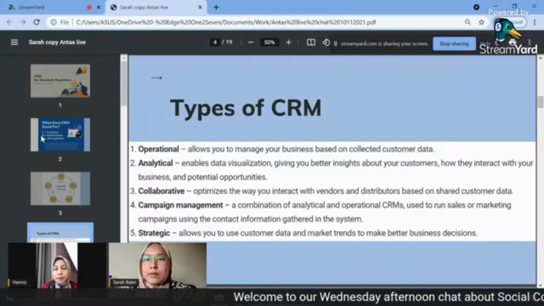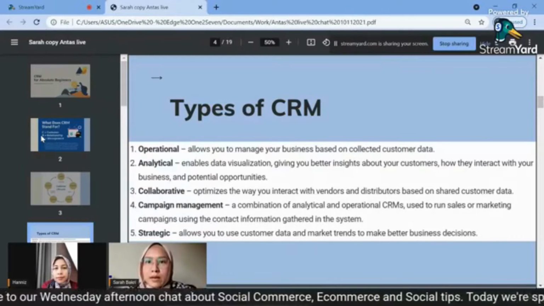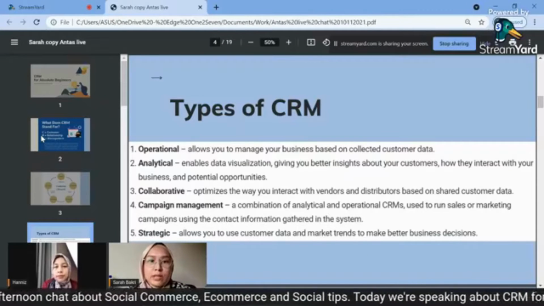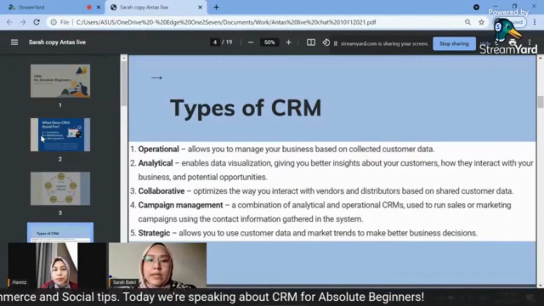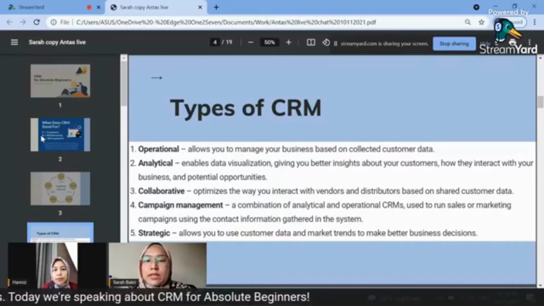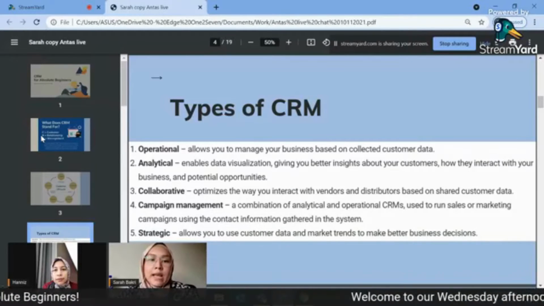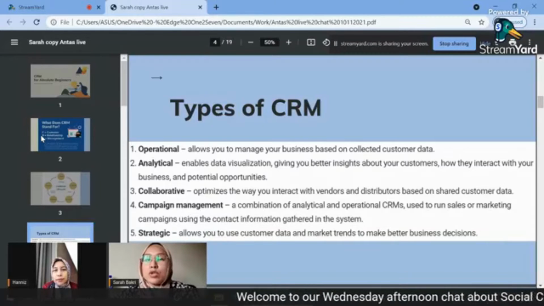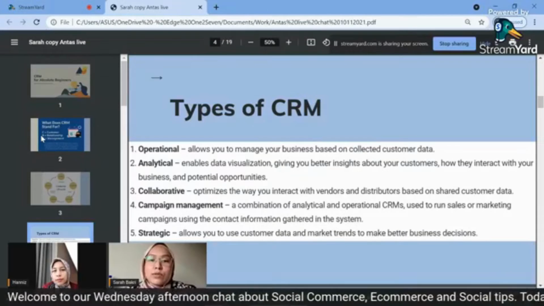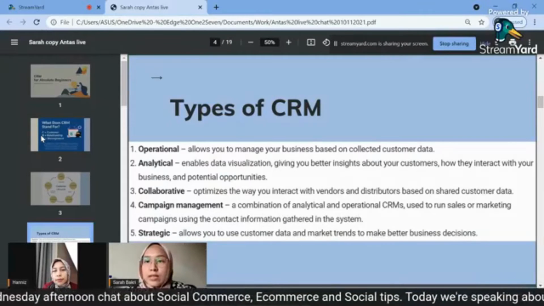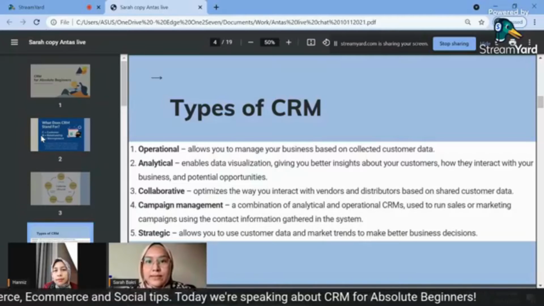Now, these are the types of CRM available for you. You could have some mix and match also. There's operational, there's analytical, which gives you customer insight. There's collaborative, which is how you interact with your partners, such as your vendors, based on the shared customer data on your CRM. There's campaign management, which is used to run your marketing campaigns. And there's also strategic, which uses the customer data and market trends. So you could analyze it, then you could make decisions based on it.